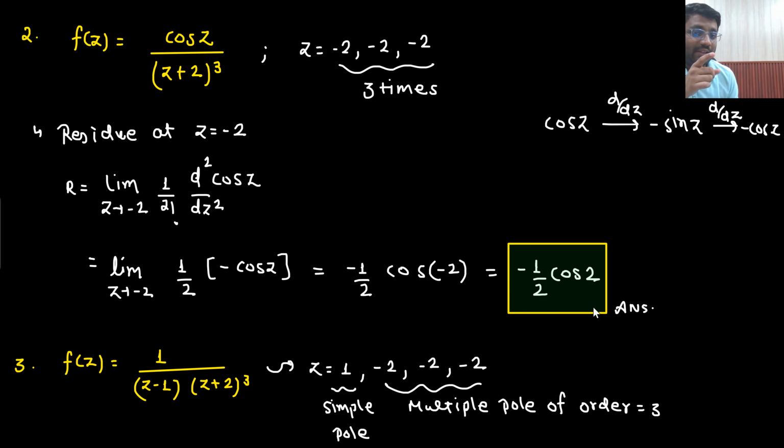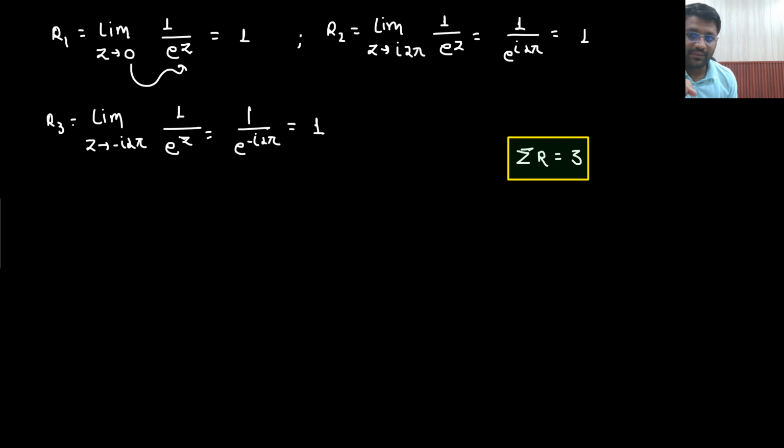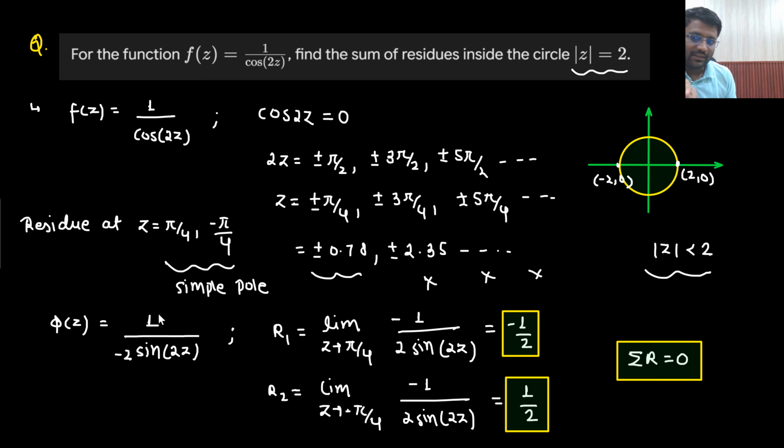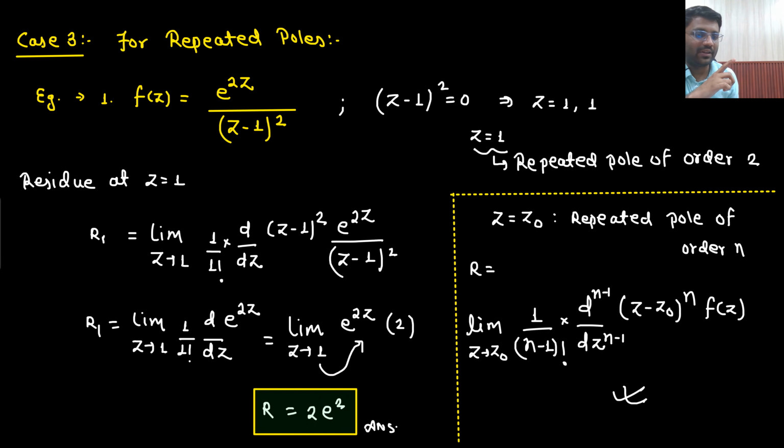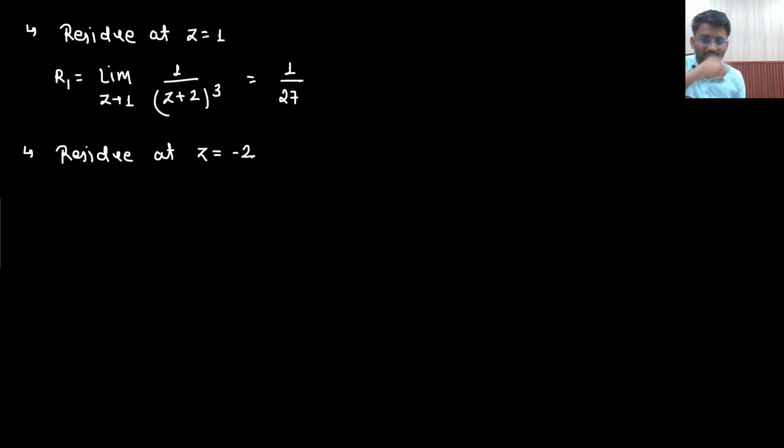Now next you need to find out the residue at z equals to minus 2. Here the differentiation method will not work, the one with numerator as it is and differentiation of the denominator. This method will not work for a repeated pole. For a single pole it may work, for a repeated pole it will not work. I hope you remember it. So for the repeated pole you will ignore this method.